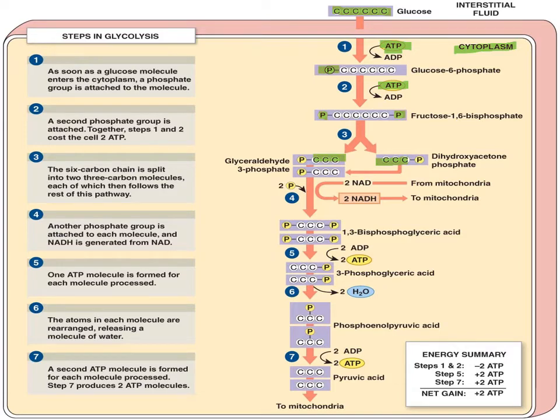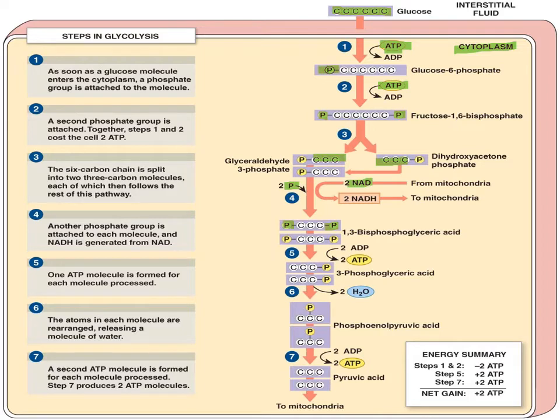Then we phosphorylate again, so we have 2 more phosphates. One is added to each of those chains, so now you see we have a phosphate on either side of those chains. And in that step, we have 2 NAD.